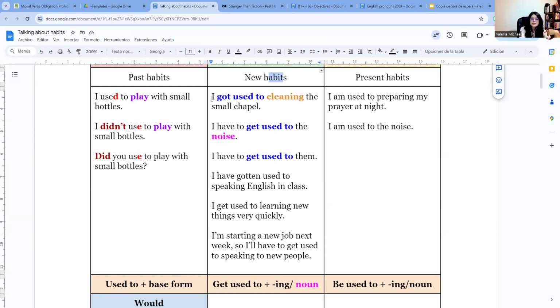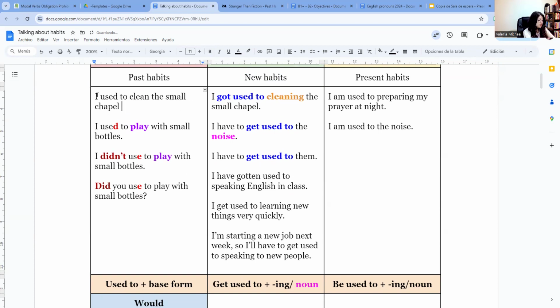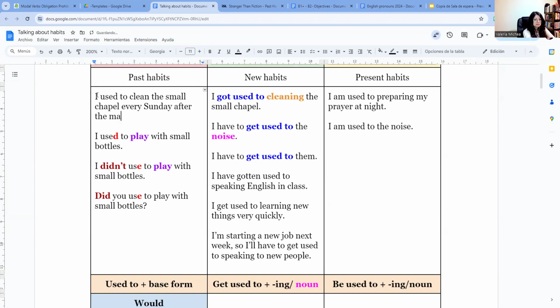So it's not the same if I say, let me put it here. I used to clean the small chapel. I don't know, every Sunday, for example, after the mass. After the mass, right? So I used to clean the small chapel. It talks about a habit that I had in the past. And since it was a habit that I had in the past, I kind of have the idea that it was for a long time.